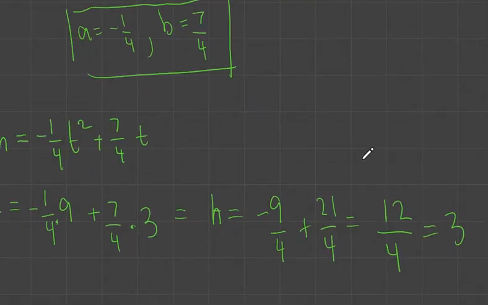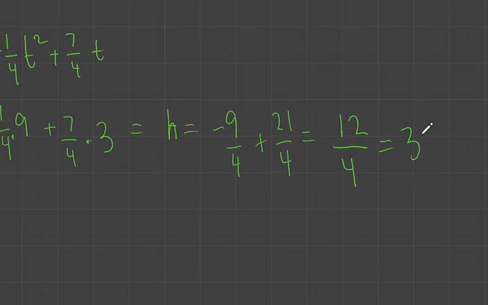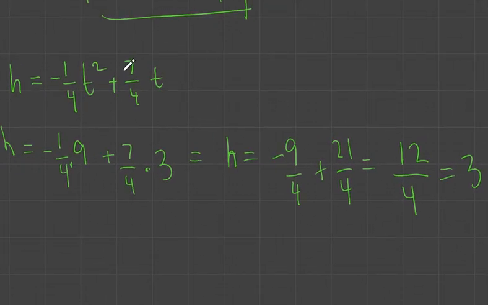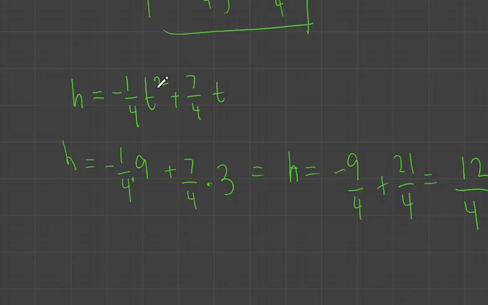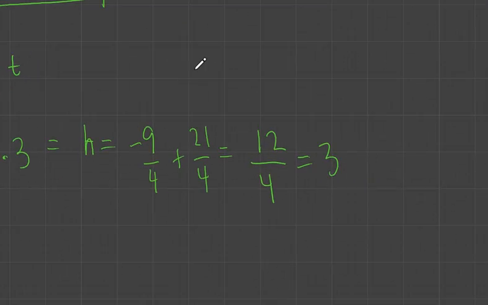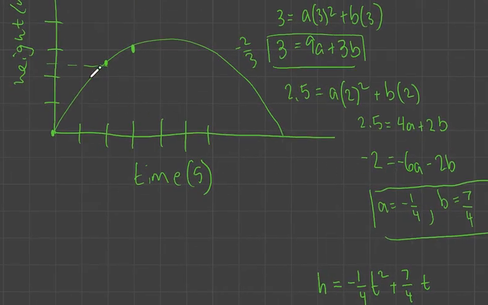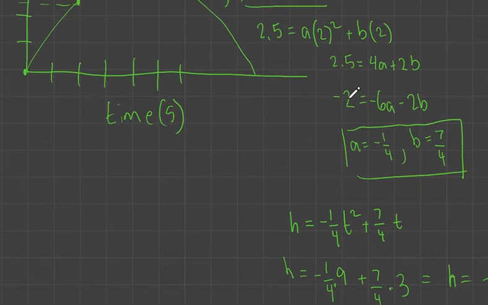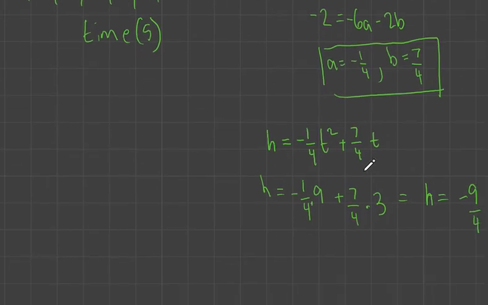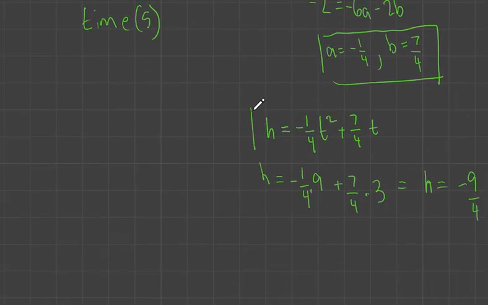So that's what this equation shows: when you set time equal to 3, the height is equal to 3. You can also check that for any of the other points on the graph, but that is the equation that describes that ball as I throw it up in the air.